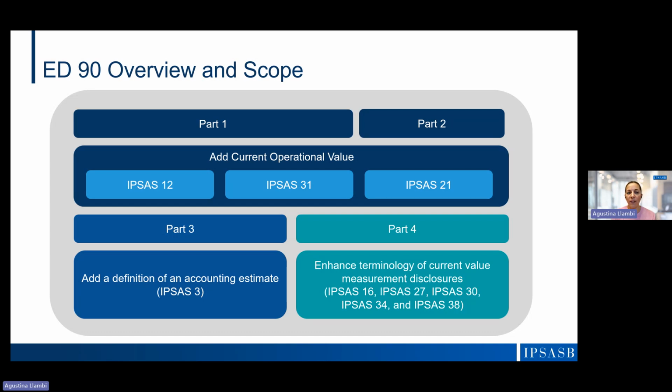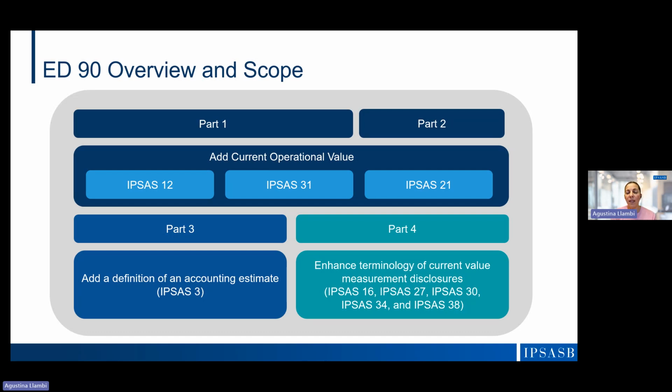So this project, phase two of it, and part one of this scope exposure draft, analyze whether current operational value as a current value measurement should be added in other IPSAS beside IPSAS 45, where it was added last year. The IPSASB's conclusion is that current operational value should be added in IPSAS 12, which is inventories, and also in IPSAS 31, which discusses intangible assets. So that's one of the proposals, to add current operational value under these two IPSAS.